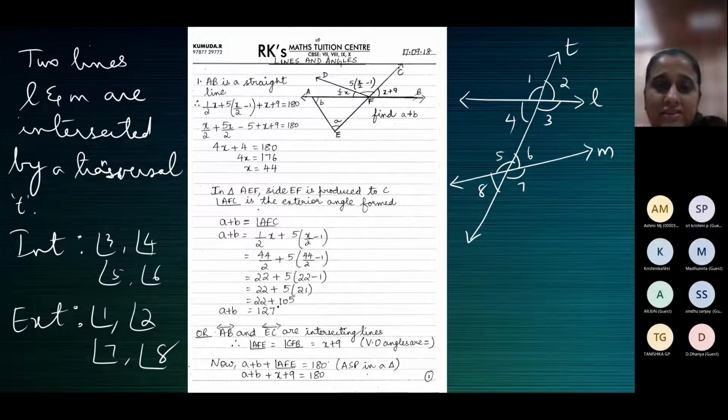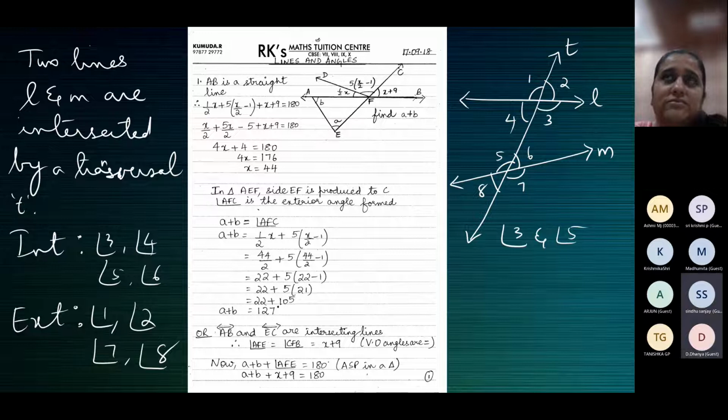Okay, so in all there are 8 angles formed around the transversal, 4 of which are called interior angles, and the remaining 4 are called exterior angles. Is this clear, children? Yes, ma'am. All right. Now, answer my question. I say that angle 3 and angle 5 form a pair of alternate interior angles. Correct? Yes, ma'am.